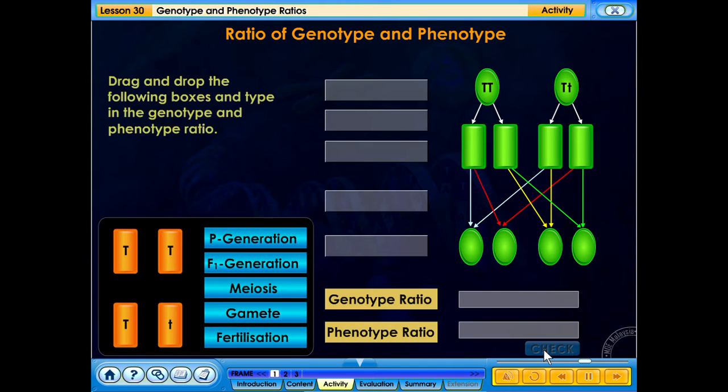Type in the boxes to find out the genotype and phenotype ratio of the offspring from the crossbreed between capital T capital T and capital T small t. Drag and drop the following boxes and type in the genotype and phenotype ratio.